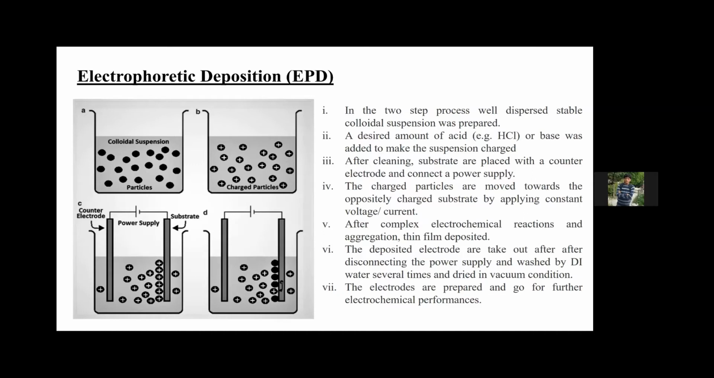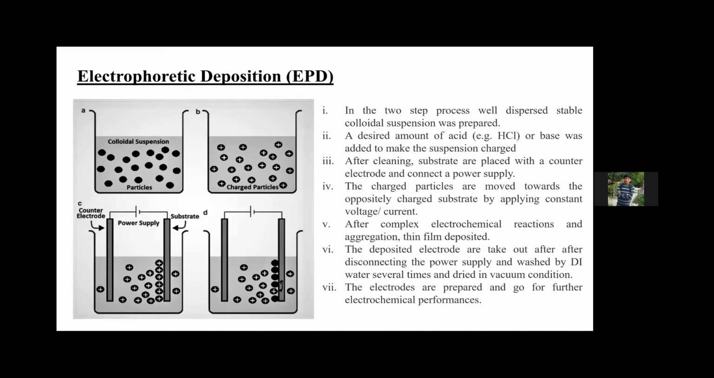So I will repeat again what we do in electrophoretic deposition. For example, we want to deposit our metal oxide, MnO2. Here we also use NMP as a solution. So we take some amount of NMP and some amount of the metal oxide, suppose MnO2, and mix it in NMP and make a good solution.